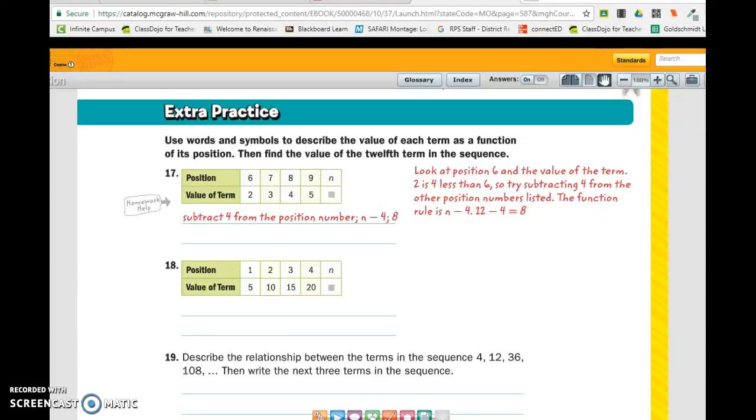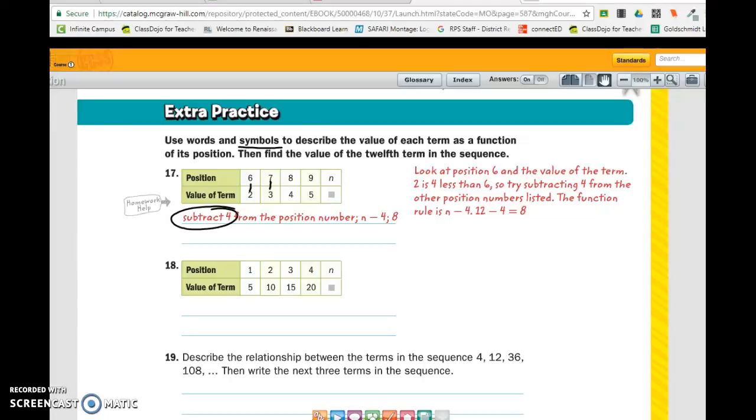Okay, in this screencast, we're going to go more in depth about function rules. So let's take a look at the table. It's done for us, but let's make sure we understand what we're doing. We need to get from 6 to 2, 7 to 3, 8 to 4, 9 to 5. To do that, we're subtracting by 4.